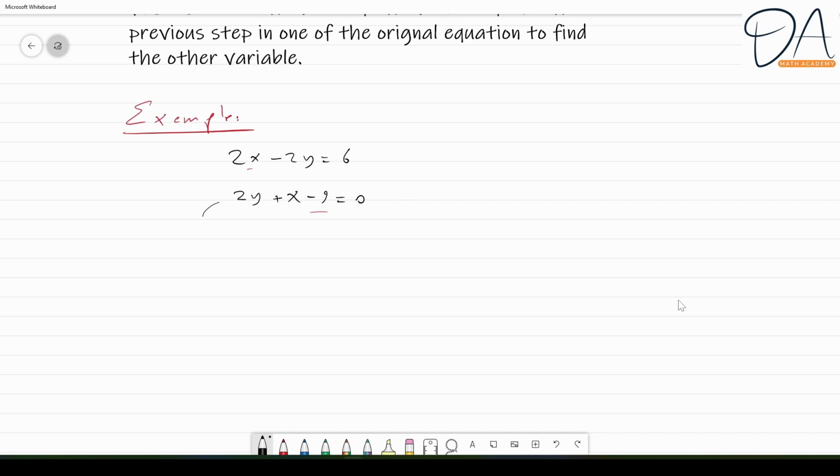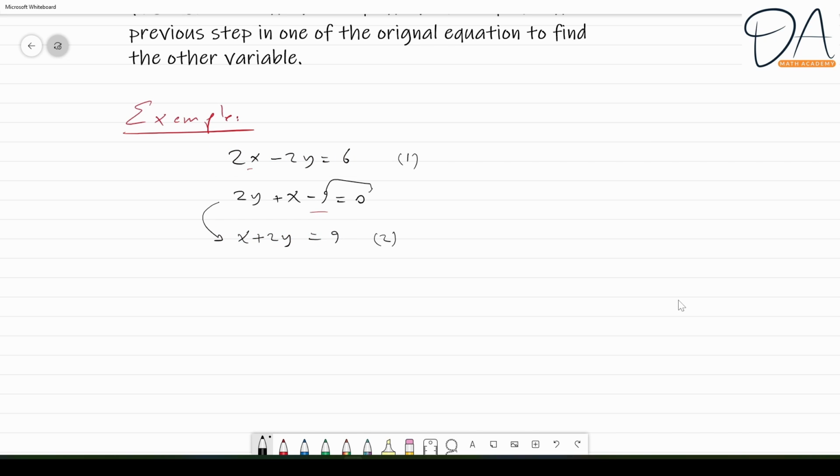So what we'll do is the following. For the second equation, we'll start by writing x first. And then we'll have to take 9 to the other side. So now we have the two equations. This is our first equation, and this is the second equation.